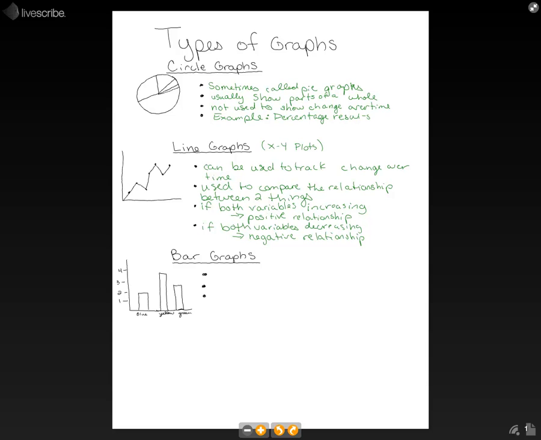So, like we said, line graphs can be used to track change over time a lot. So if you're taking readings throughout time, that can be an example for line graphs. There's a lot of graphs like that.